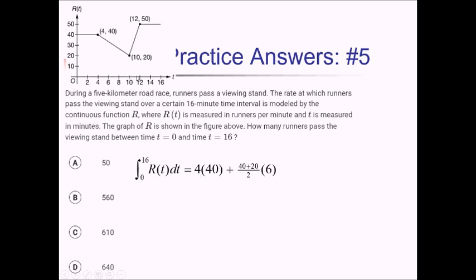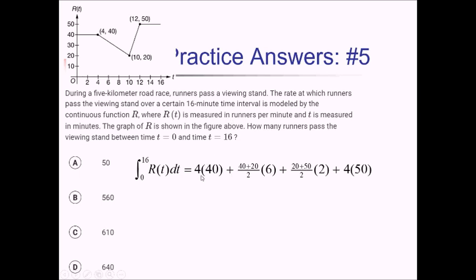Next, we have another trapezoid from 10 to 12. This one has a base of 20 and a base of 50 that we're adding and dividing by 2. And then again, we're multiplying by that height of 2. And then finally, this last thing is a rectangle between 12 and 16. So that's a base of 4 times a height of 50. Okay, time to simplify all this.